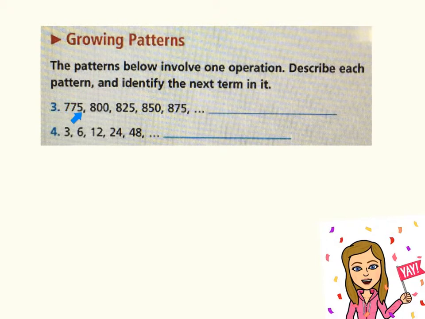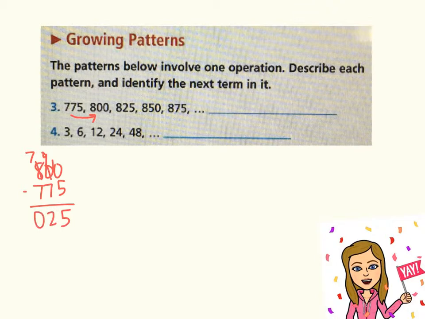So we have 775, then 800, then 825, then 850, and then 875. So the first thing I want to do is look at how did they get 775 to become 800? What would the operation have to be? One way to solve this would be to subtract. If I did subtract 800 minus 775, I would have to borrow, of course. Oops, that should be a 9. And I would find that there's 25 in between.